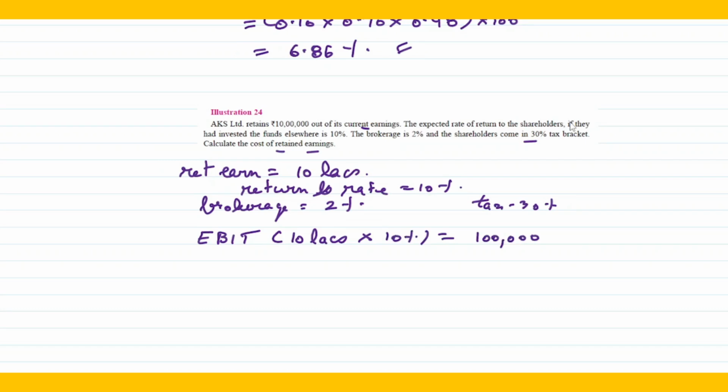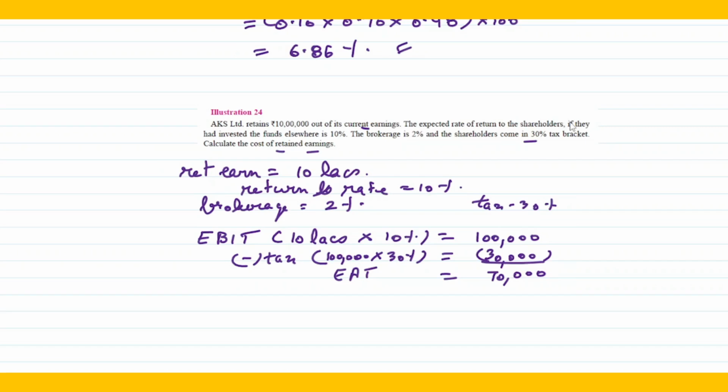Now if you subtract tax from this, what is the tax rate? The tax rate is 30%. Obviously you have to deduct tax from the EBIT, that is 1 lakh. 30% of 1 lakh is 30,000 rupees. Hence the value you now get is earnings after tax, which is 70,000. Now please remember there is a brokerage of 2% that you need to subtract.